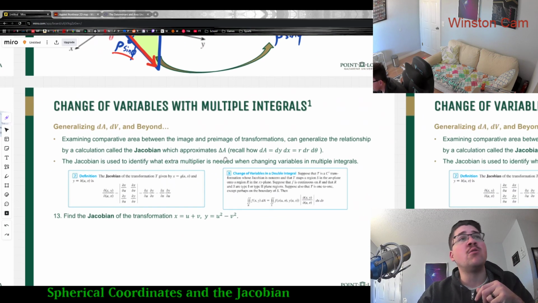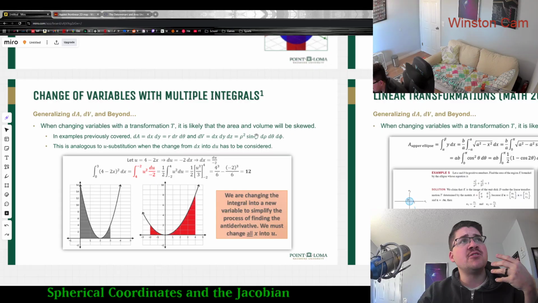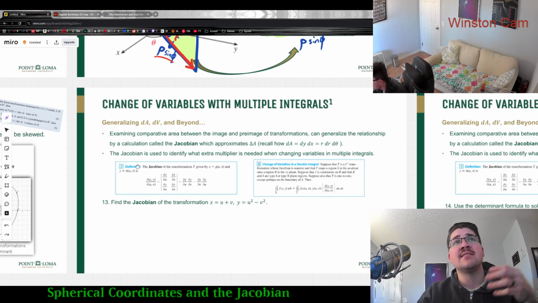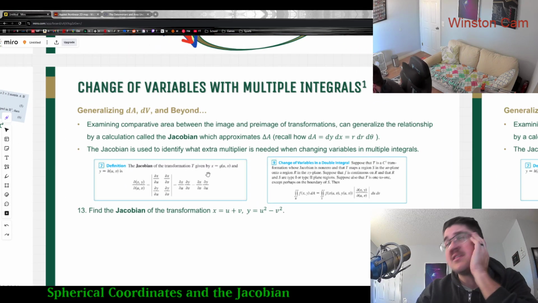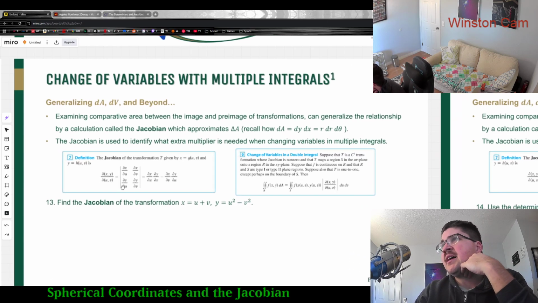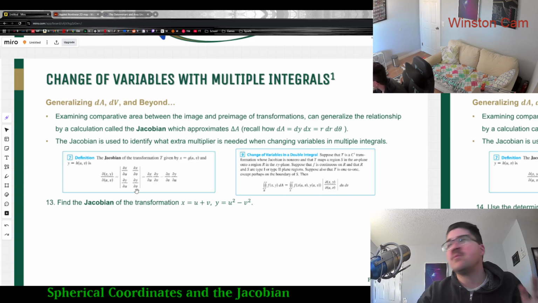There is a general way of solving the transformation, and it's analogous to when we change dx into du over minus 2 in that example, or when we change dx dy into r dr d theta. All of those transformations can actually be generalized. Let's look at our textbook's definition of the Jacobian.